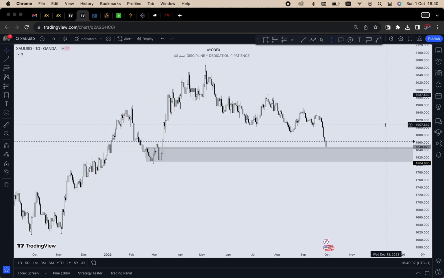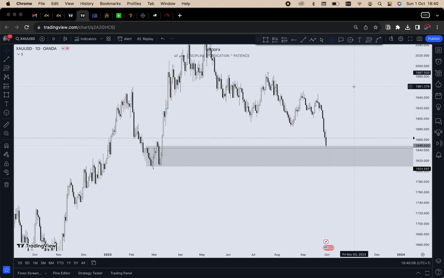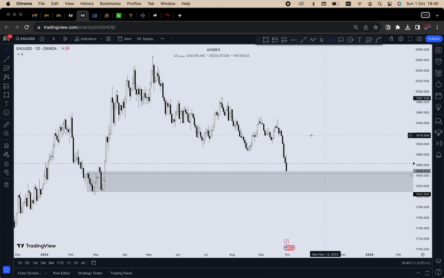So on daily time frame, we can see that we have a lot of sell momentum here. We have a lot of huge sell here. We barely have a buy candle, just a small one. The sell is very, very huge.